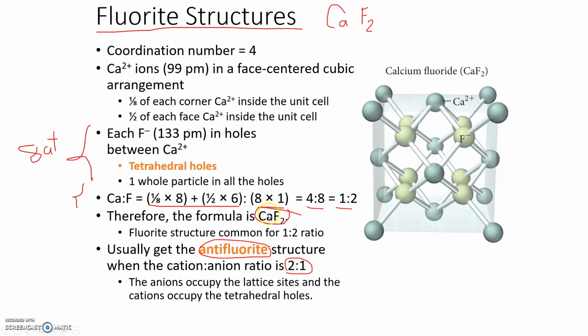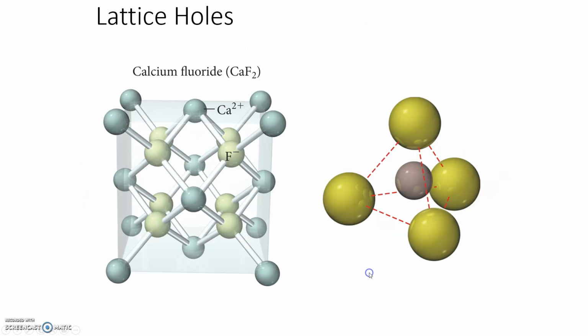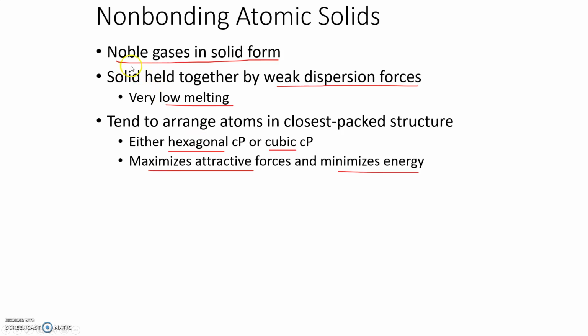in every formula. The antifluorite is the opposite. You have 2 cations per 1 anion. The lattice holes in calcium fluoride are represented here. As you can see, this is a tetrahedron, and inside you have the hole. The non-bonding atomic solids are the noble gases in the solid form.